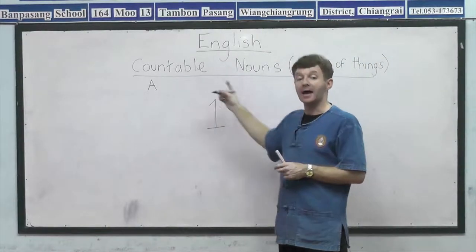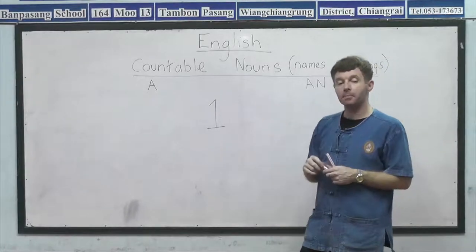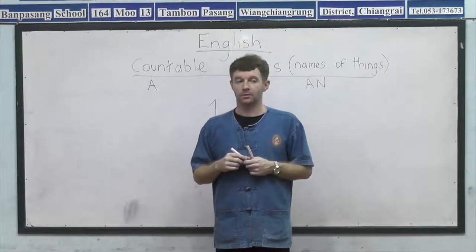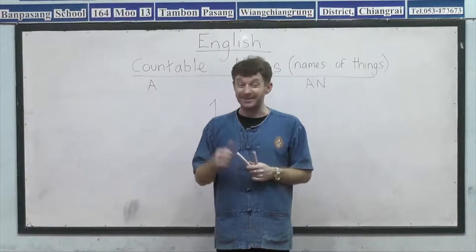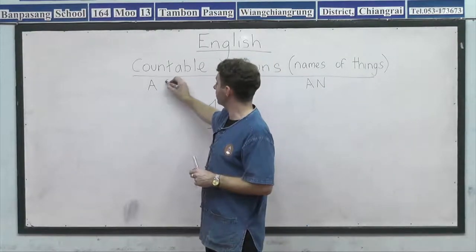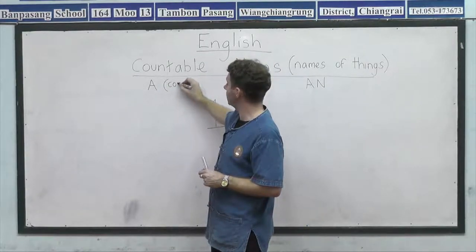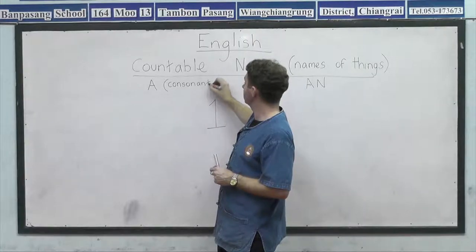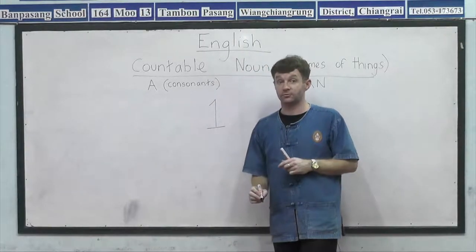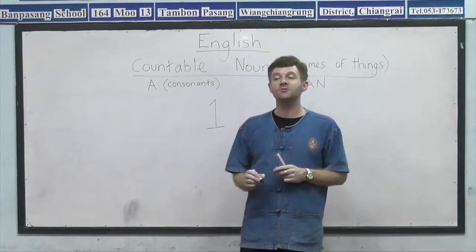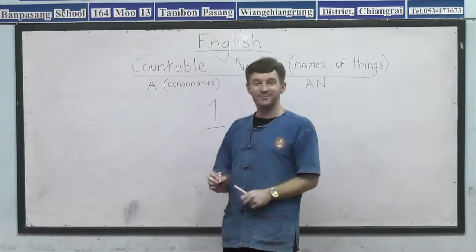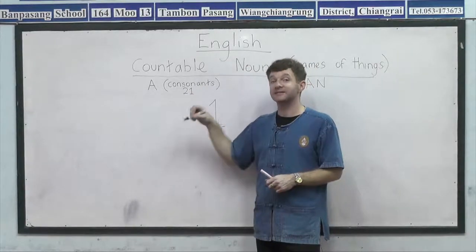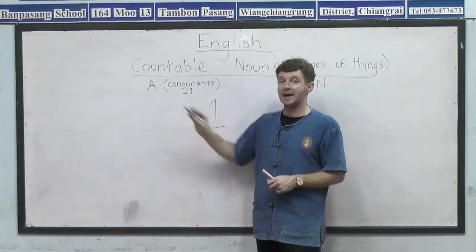Does anybody remember what type of words we use a with? Consonants. Excellent. Well remembered, guys. So I'll write that word in brackets. Consonants. C-O-N-S-O-N-A-N-T-S. Consonants. How many consonants in the English alphabet? 21. Well done. So for 21 letters, when they're the first letter of a word, we use a.